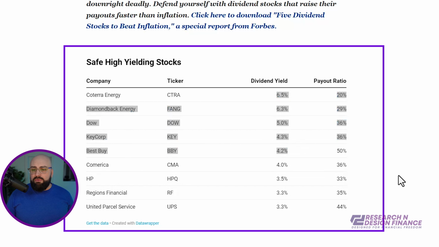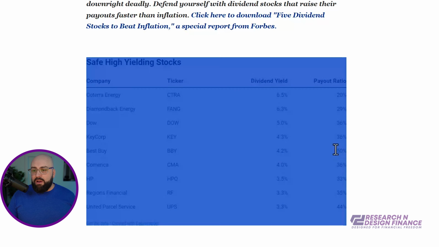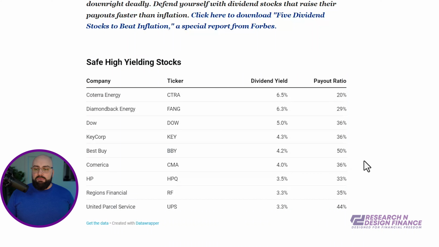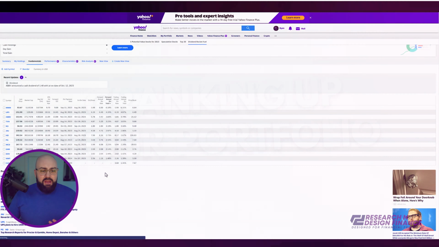Same thing with Best Buy, although again, I probably wouldn't invest in Best Buy if you've been paying attention over the last 20 years. But if you are looking for somewhat of a higher yield, they do have the actual highest payout ratio, meaning if they take in 5 billion in revenue, they're paying out half that in dividends.